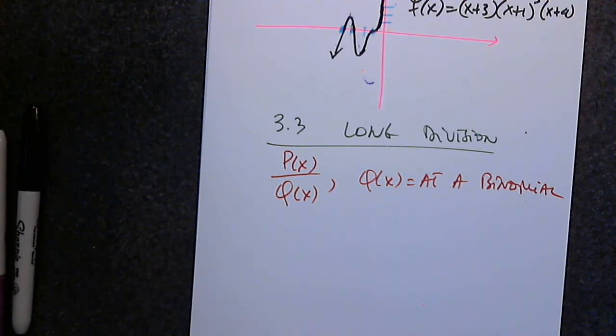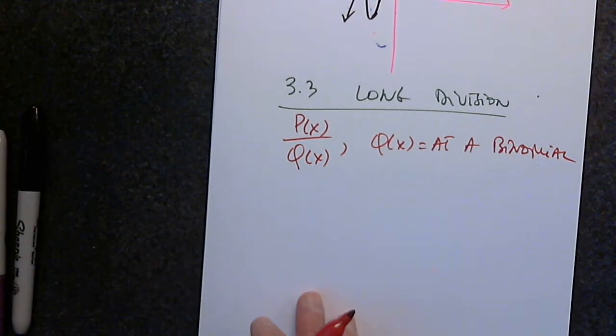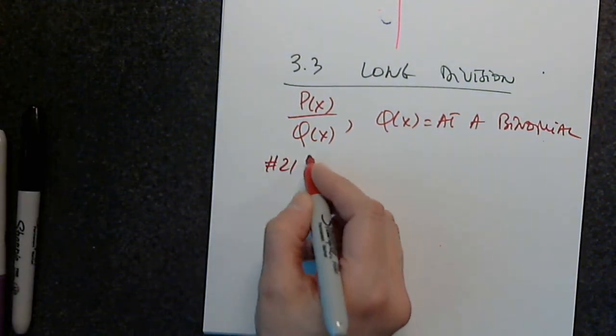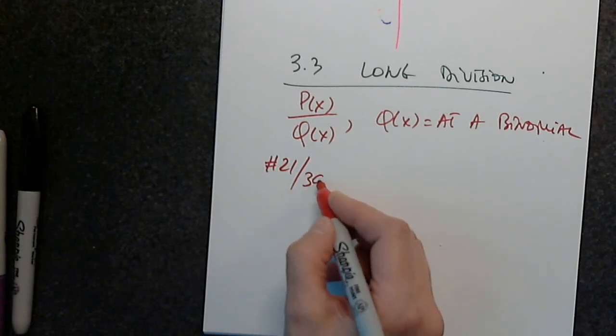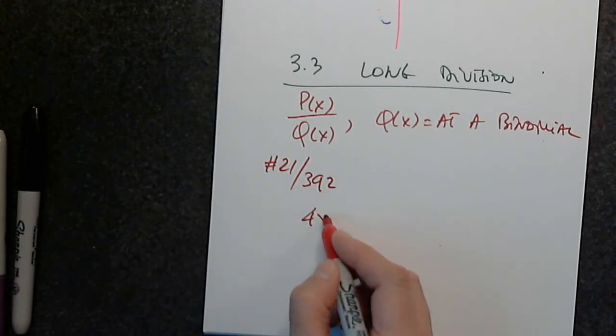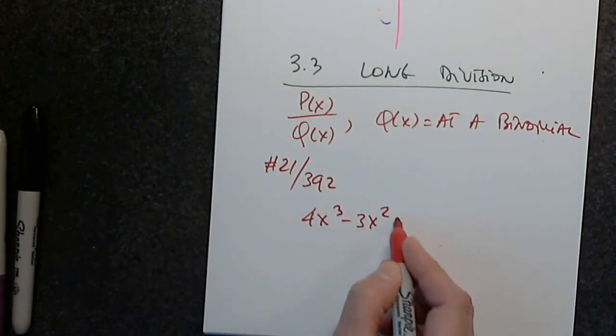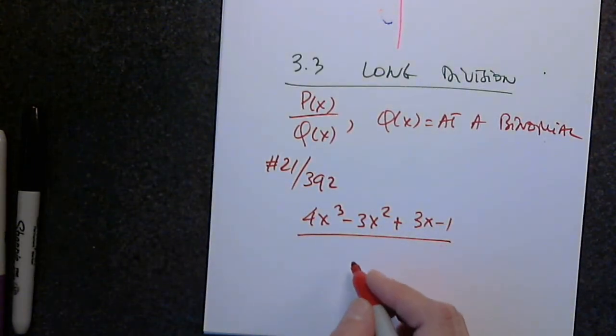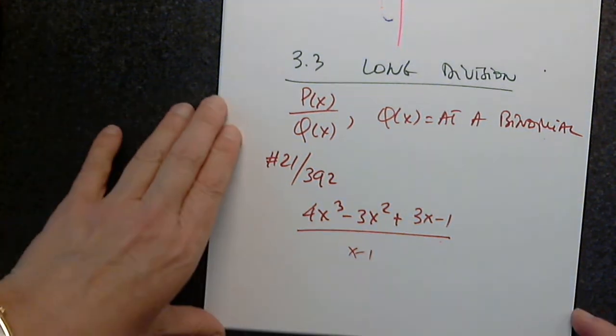Okay, so let's look at an example. Let's say 21 on page 392. And here it is, 4x cubed minus 3x squared plus 3x minus 1 divided by x minus 1. I know you remember this, and I know I promised to finish 2 minutes early today because I held you over last time, and I apologize for that.